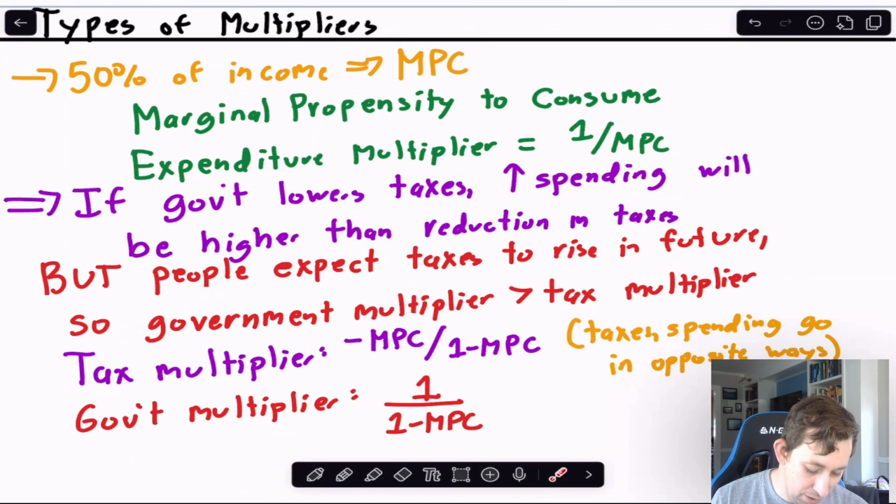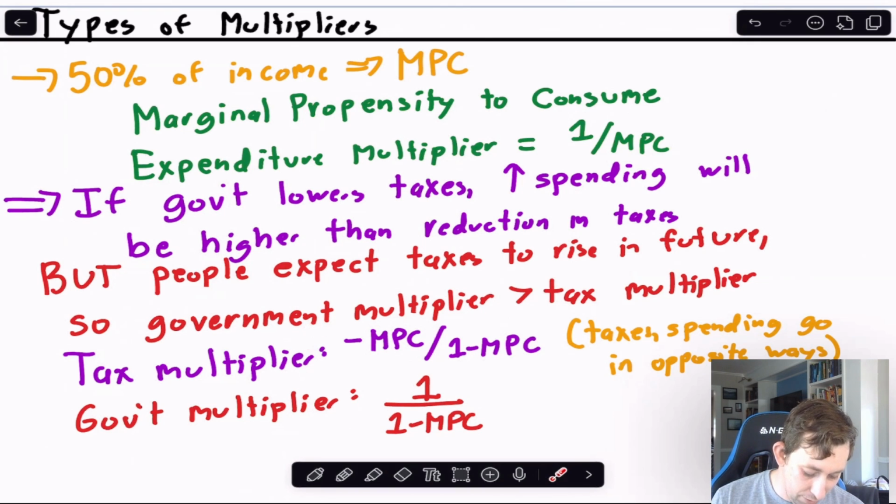Now, if the government lowers taxes, then what we're going to have is an increase in spending, and so we're going to have basically this marginal propensity to consume. But what people are also going to do is they are going to save a little bit more because they know that taxes will probably increase later. So the tax multiplier is negative MPC over 1 minus MPC. This negative sign, of course, because if taxes go down, spending goes up. And if taxes go up, spending goes down.